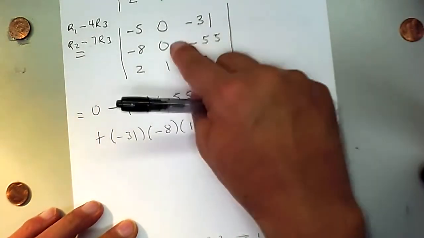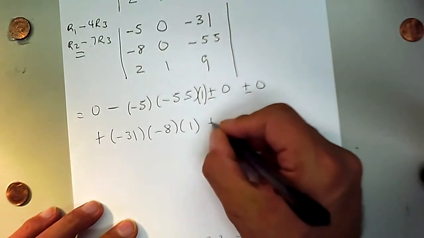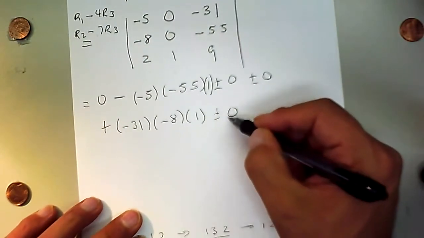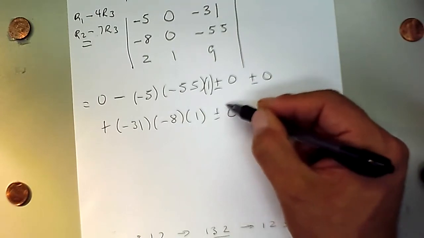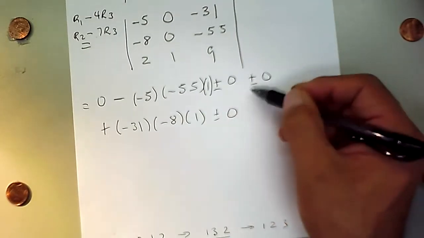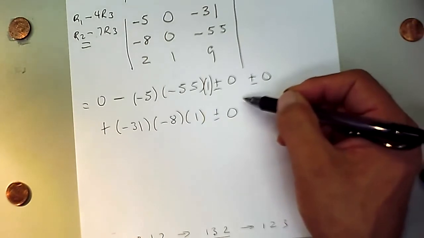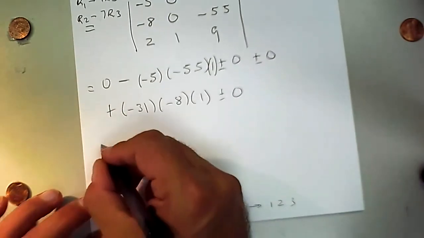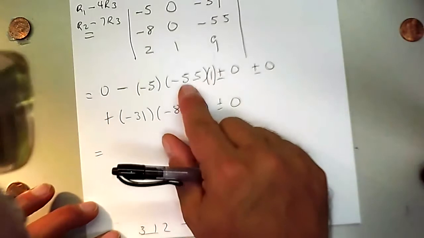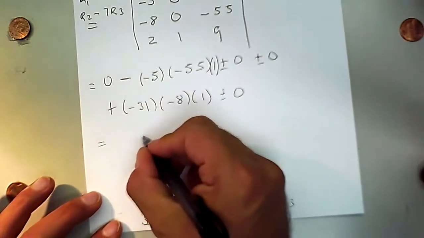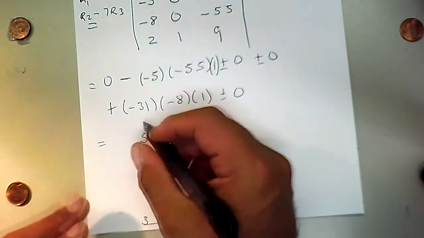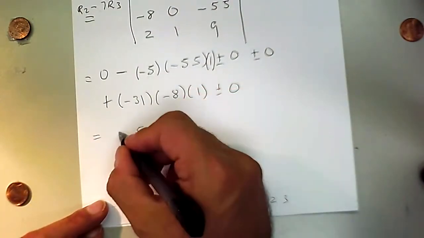And then we have this times that, plus or minus 0. The reason why I put plus or minus is because I don't know whether we're going to put plus or minus, but it doesn't matter because either way we're going to end up with adding 0 or subtracting 0. Anyway, 55 times 5, well, 5 times 5 is 25, carry 2. 5 times 5 is 25, 27.